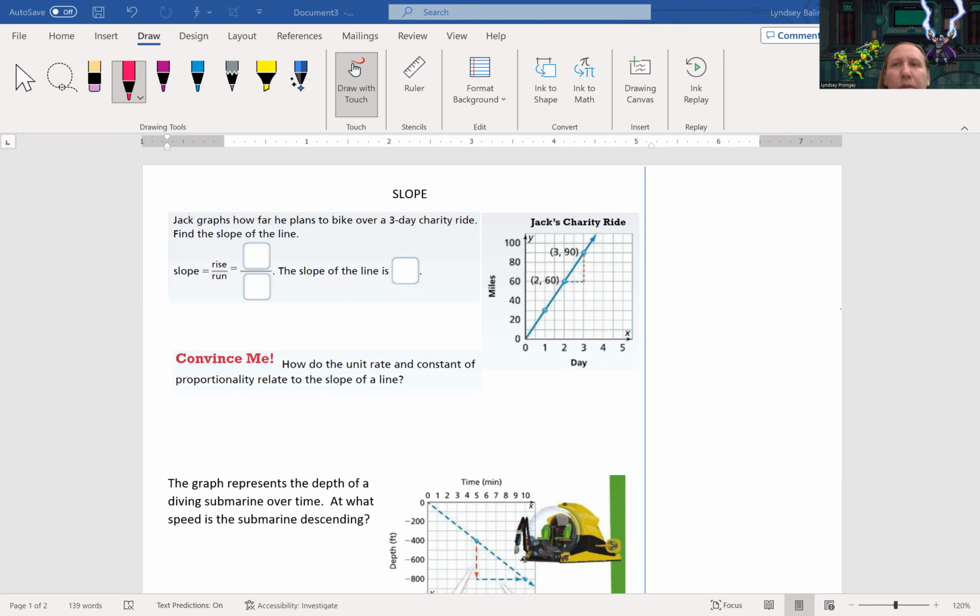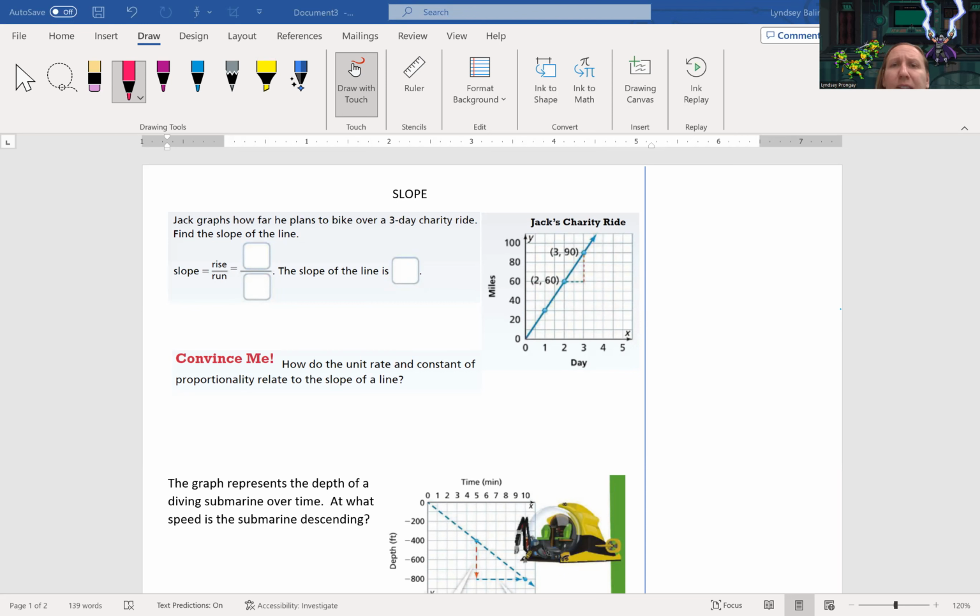But with our proportional relationships, especially with these real world problems that they represent, that slope actually represents something. So that's what we're going to talk about in this video. And then I'm going to have a separate video that's more about how you find slope. Okay, so for this first example, we have Jack graphs how far he plans to bike over a 3-day charity ride, find the slope of the line.